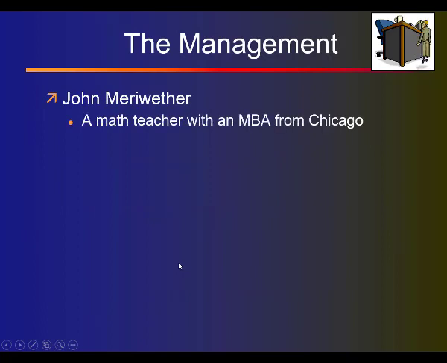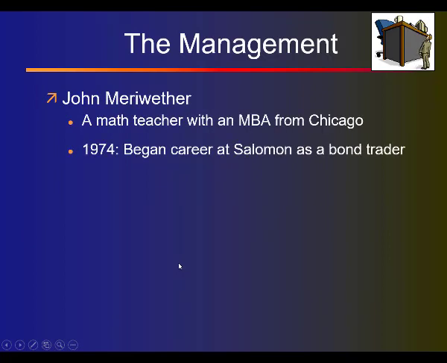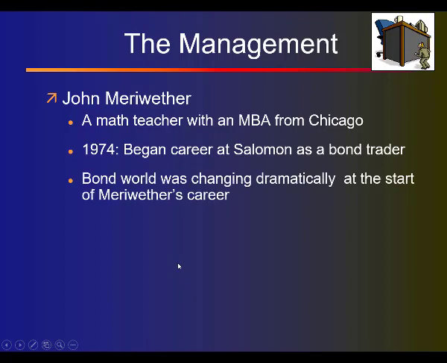Management, I mentioned John Merriweather is a math teacher, had an MBA. He was at Solomon. The bond world was very different in 1974. I was listening to a podcast by Roger Ibbotson, and he was talking about how well he did in the bond market in the 70s because he knew really simple stuff like duration. No one was talking duration. No one was talking convexity. And because Ibbotson had those things that are so simple now for undergraduate students, you've been using duration and convexity in your classes. But in the 70s, no one knew what that was.